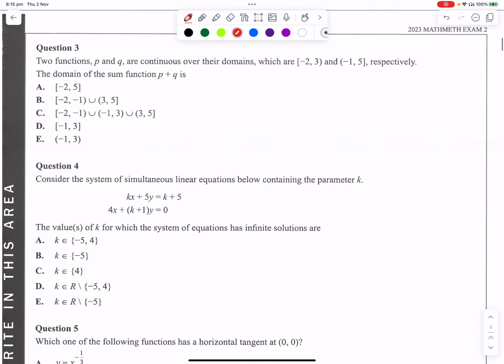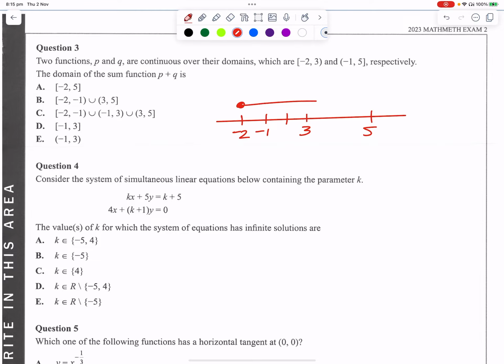Okay, two functions p and q are continuous over their domains, which are negative 2 to 3 with an open circle, and negative 1 to 5. So the crossover domain is going to be negative 1 to 3 because they only exist where the functions themselves exist.